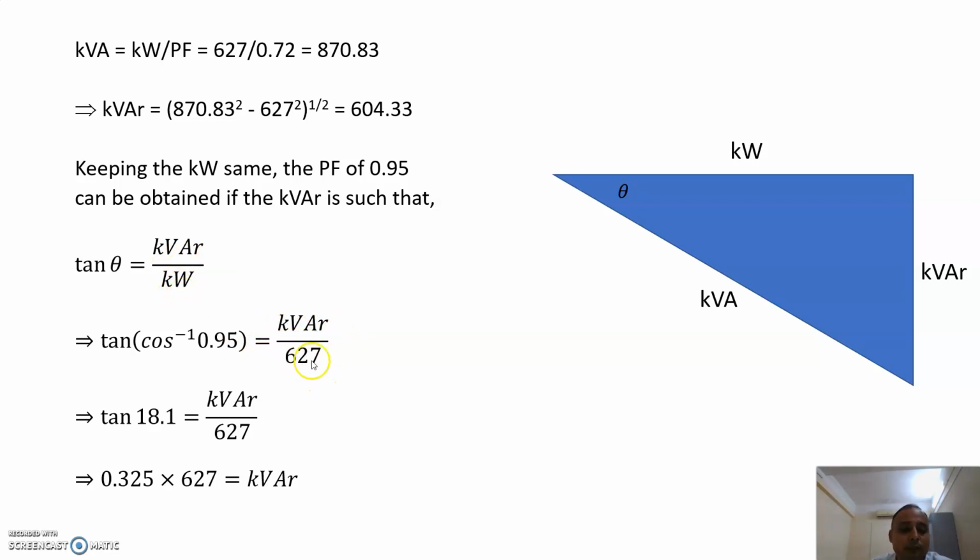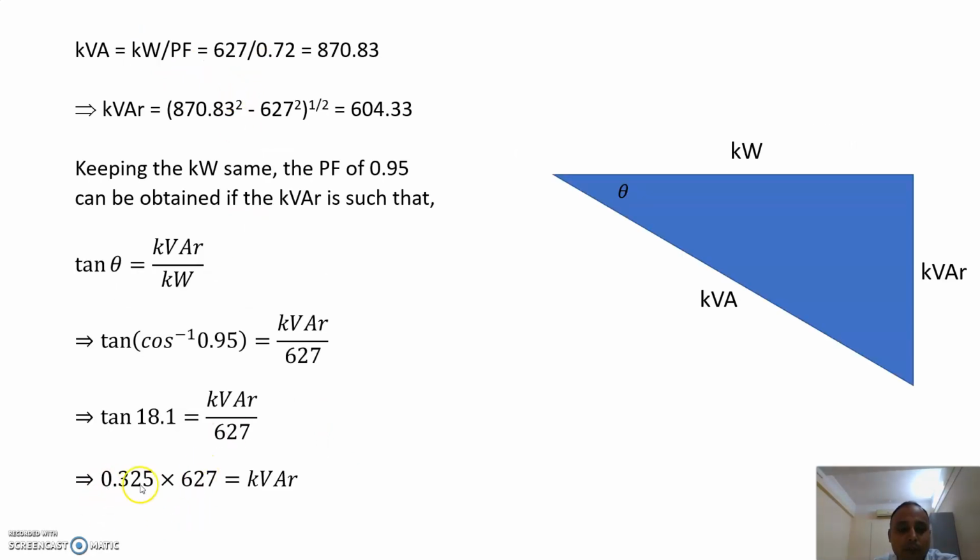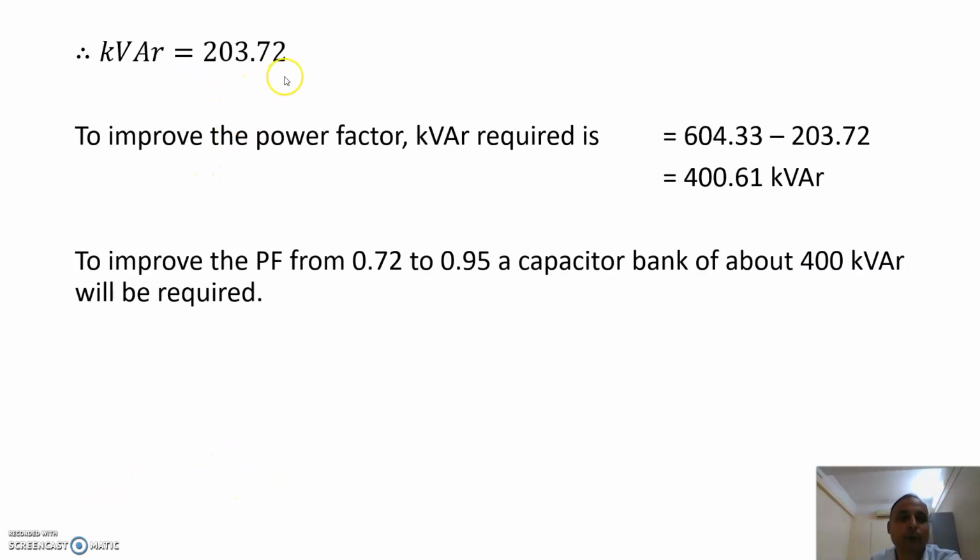Kilowatt is already given as 627. That's our desired consumed power, and we must not change this. So tan of cos inverse of 0.95, which is tan of 18.1 degrees, is equal to kVAR by 627. From there we can find the kVAR value. Tan 18.1 is 0.325, multiplied by 627. So kVAR is equal to 203.72. Therefore, that is 0.325 into 627, which is 203.72.